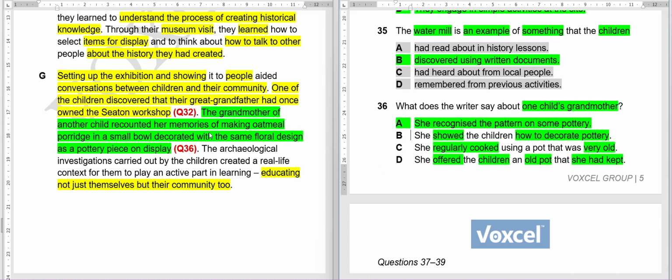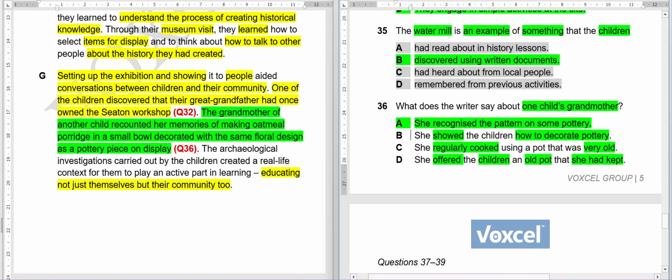So where it is written, her memory is making this decorated with the same floral design as the pottery piece on display. So she remembered that she also used a bowl with a similar design.